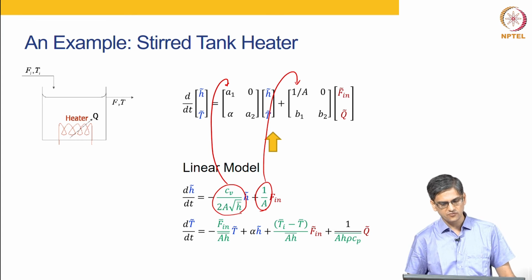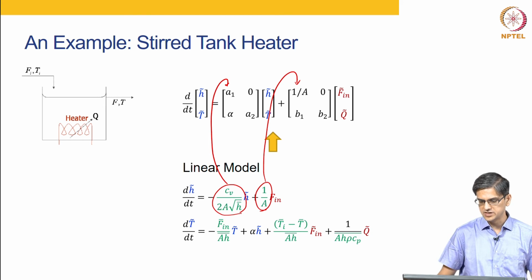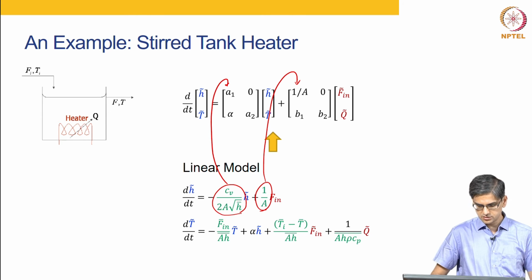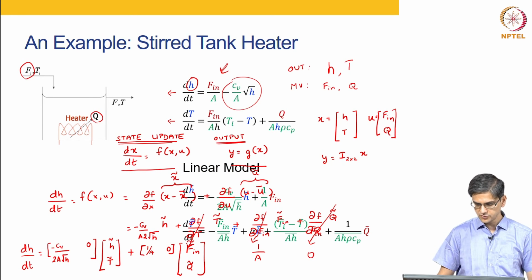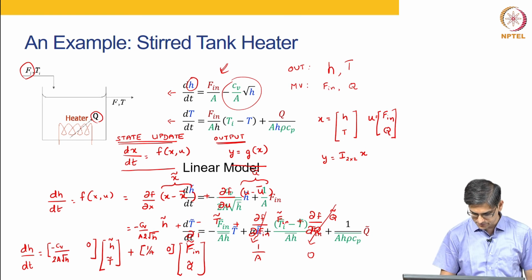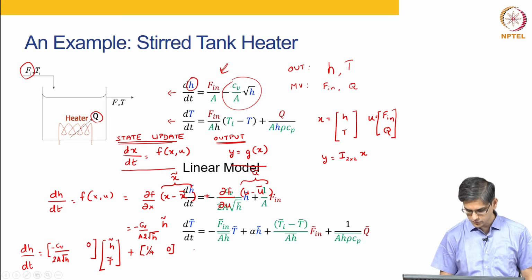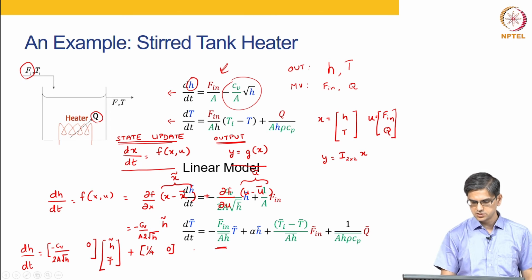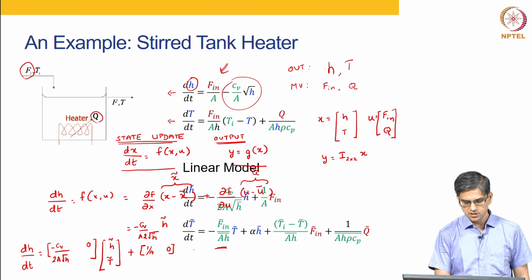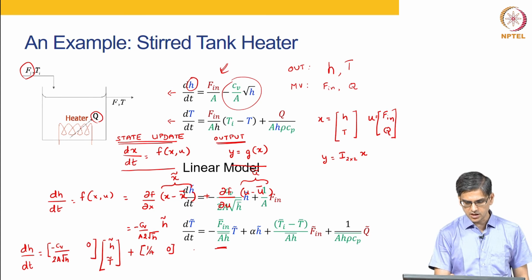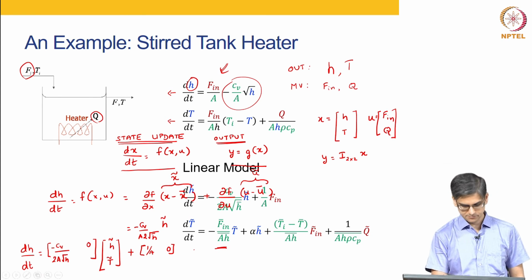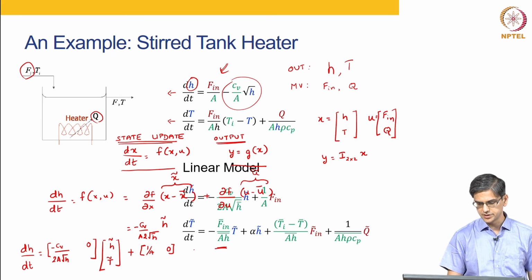Because there is no dependence of height on temperature, there is no dependence of height on inlet heater power. In the same way, you linearize the second equation, and you are going to get an equation of this type. So, this term is nothing but d by dt, d by d temperature of this term, which is just going to be Fn divided by Ah, and that is what you are going to get.